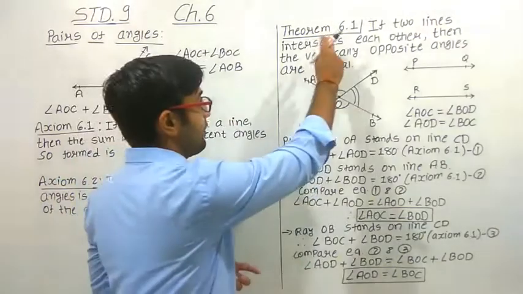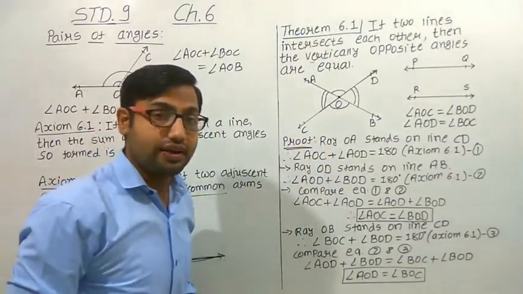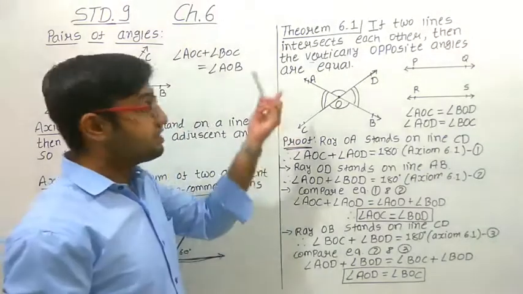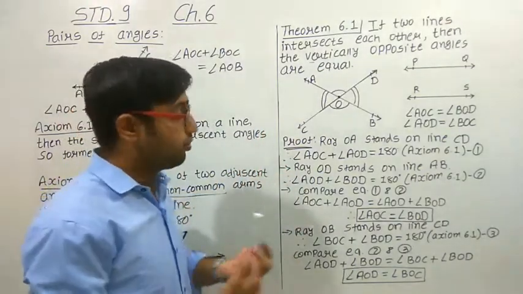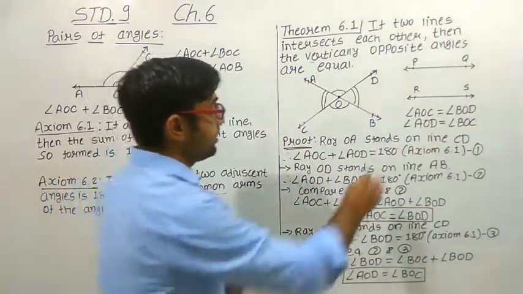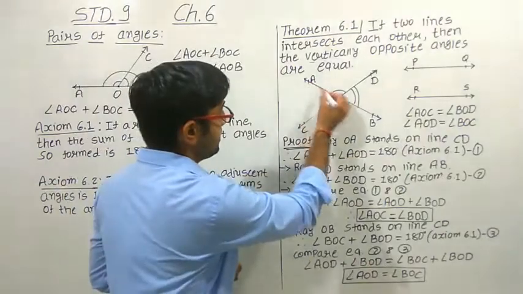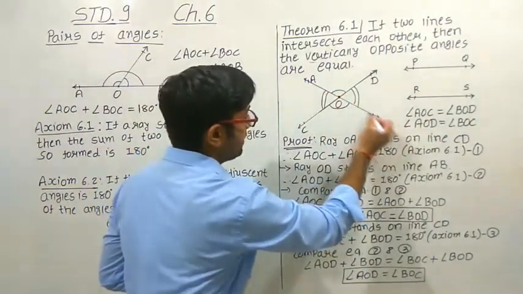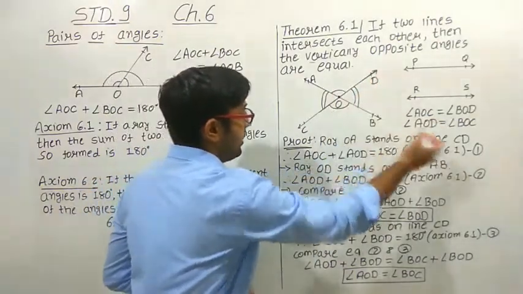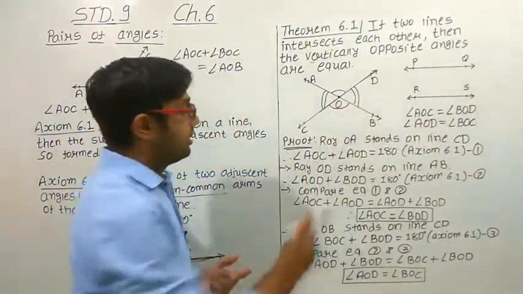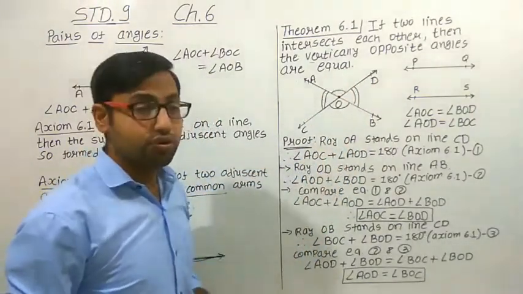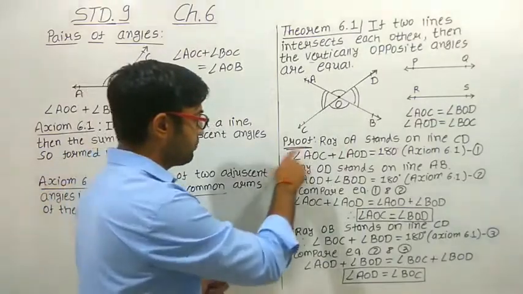That is the statement of theorem 6.1. But why? That we have to prove. Because this is a theorem. This is not a universal truth. We do not have to accept it. We have to prove it. Okay. So what things do we have to prove? That angle AOC, this angle, and BOD, this angle, are equal. And the second thing, AOD and BOC are equal. That means these vertically opposite angles are equal. That we have to prove here. So let us prove it.